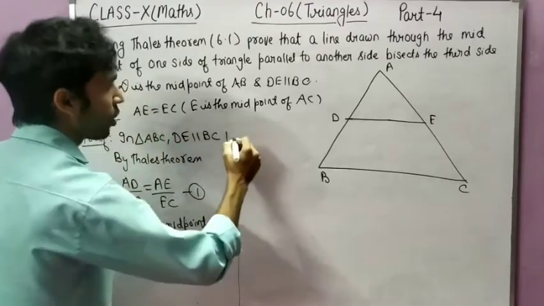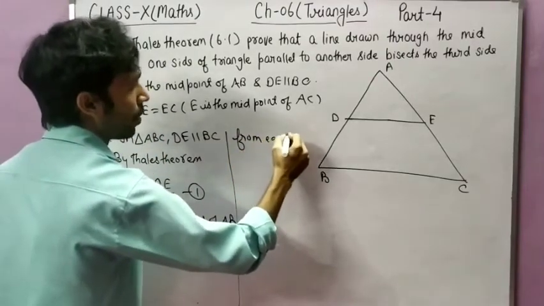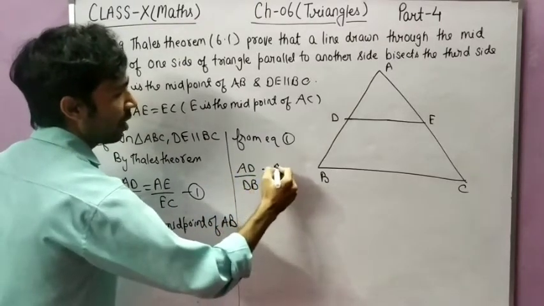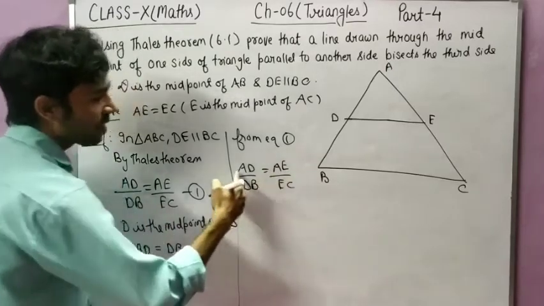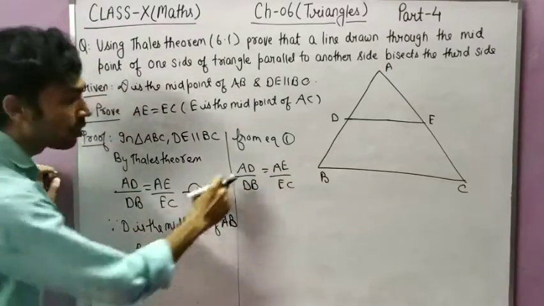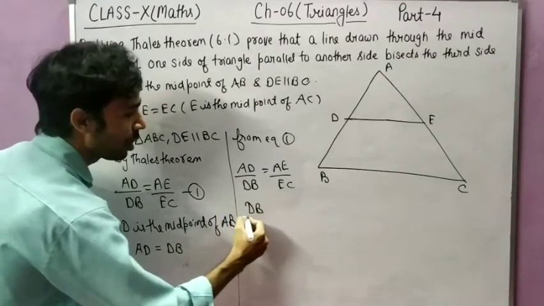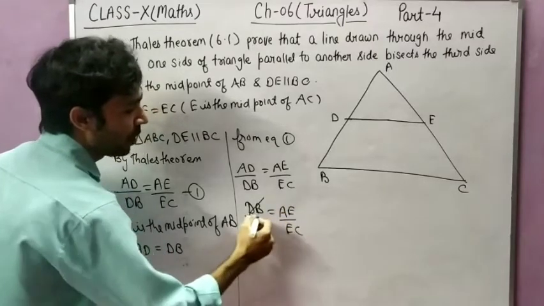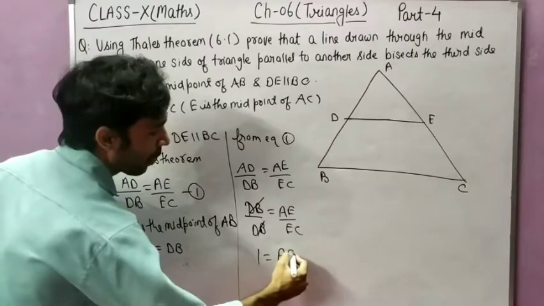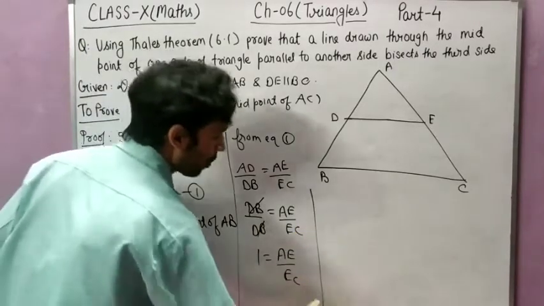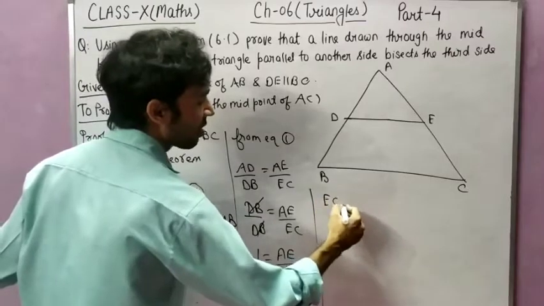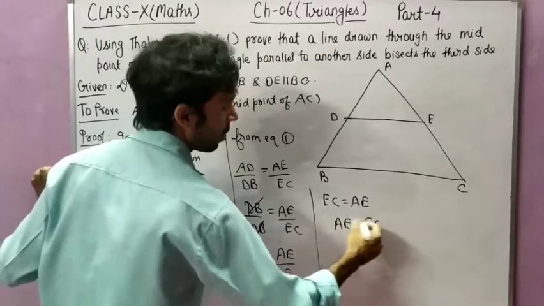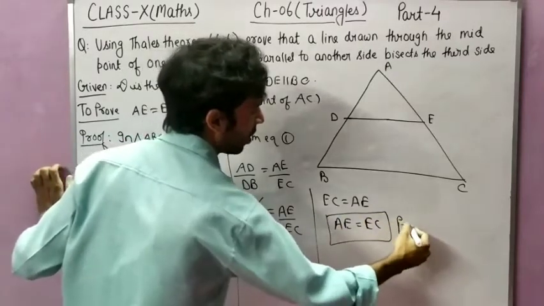So from equation number 1, AD upon DB was equal to AE by EC. Because AD and DB are equal, because D was the midpoint, in place of AD I can write DB. So DB by DB is equal to AE by EC. So DB cancels. So 1 is equal to AE upon EC. So when you do the cross multiplication, EC is equal to AE, or AE is equal to EC. Proved. यही तो prove करना था.